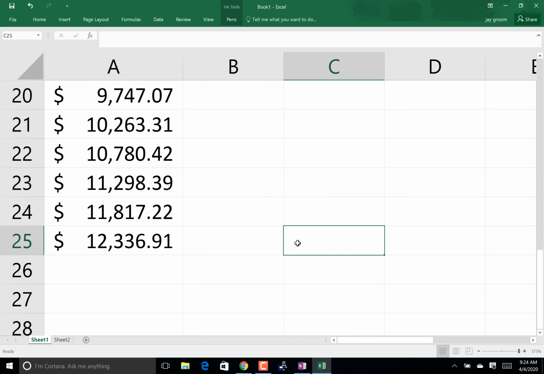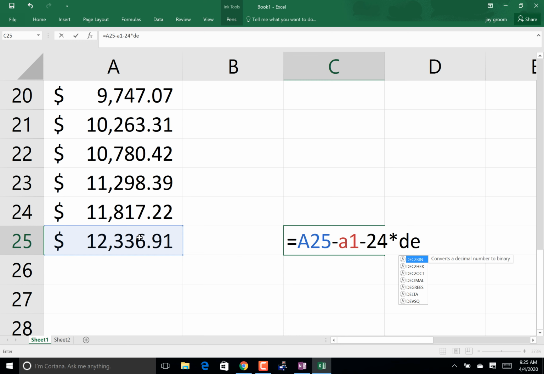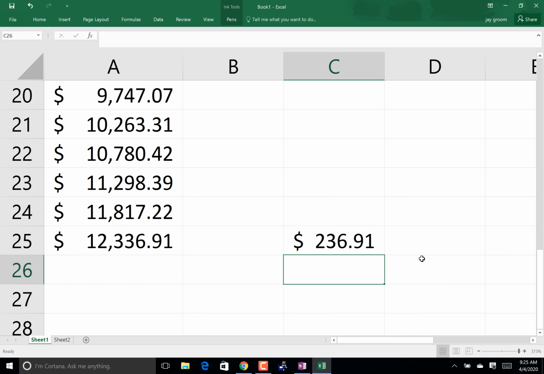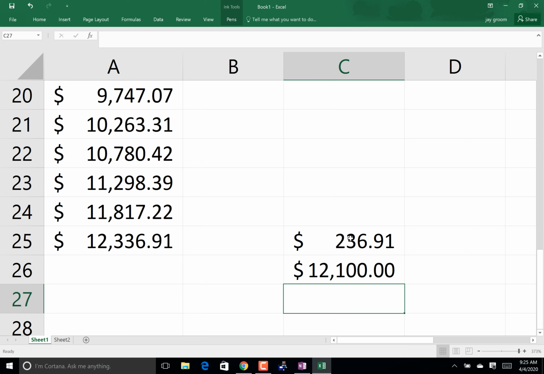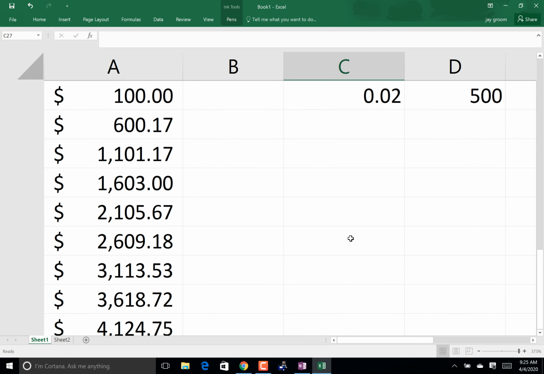Again, how much of that is my money? Well, I don't know. Well, let's put it this way. How much of it is interest? Well, I have to subtract my money off of it. This is the stuff I put in, minus 24 times the deposit. Or what did I name it? Did I name it payment? I did. I named it payment. Whatever. So I got $236 of interest, meaning the rest of it is my money, obviously. I put in $12,100, and the rest of it is interest that I have in there.